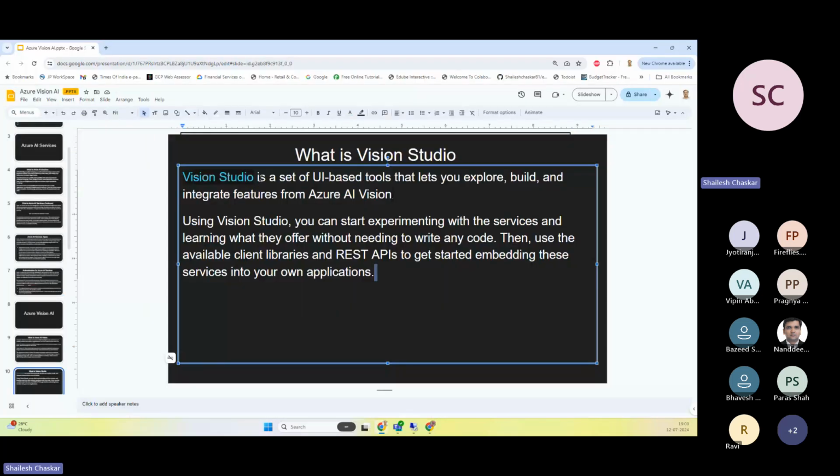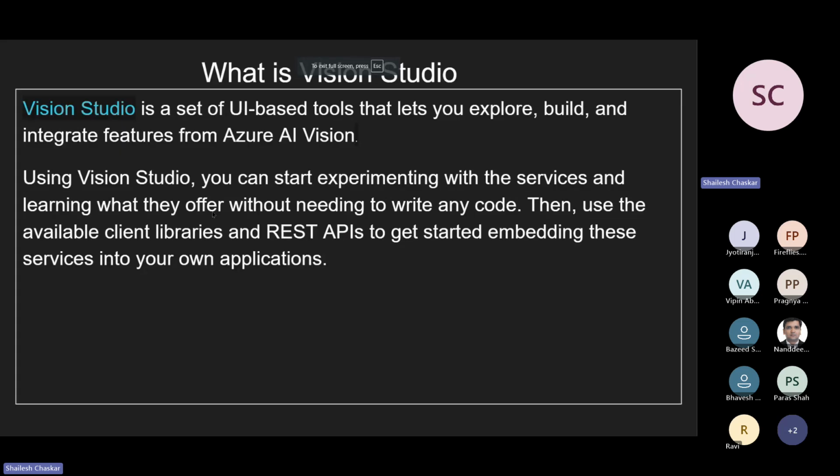So as we saw, it's a set of UI-based tools that lets you explore, as I mentioned, if you are doing POC, build and integrate features from Azure AI Vision. Using Vision Studio, you can start experimenting with the services and learn what they offer without needing to write any code. Simple. Understand what features you get, what is the output that you can evaluate. Then analyze if this is the right service and then go ahead and start coding for it. Then use the available client libraries. As I mentioned, code using the client libraries and REST APIs to get started embedding this service into your application, integrating. Simple as that.